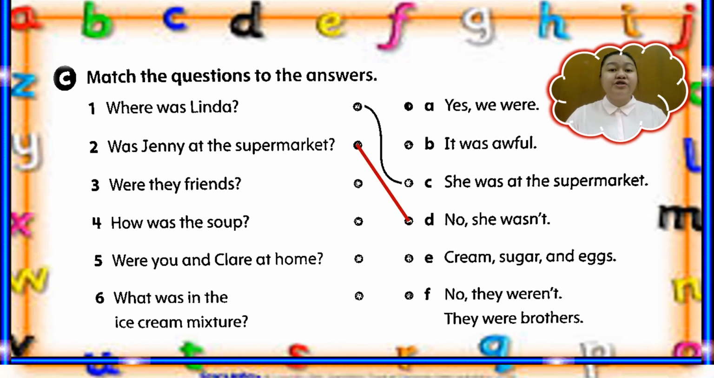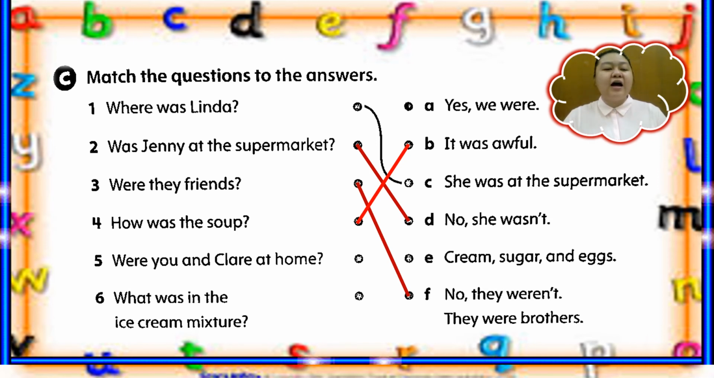Right, no, she wasn't. How about number 3? Were they friends? We're using here were. So it's plural form because friends is in plural form. What's the best answer? No, they weren't. They were brothers. How about number 4? How was the soup? See, we're using here was, so it's only one. What's our answer? It was awful. We cannot use she or he because soup is not a person, so we use the pronoun it.